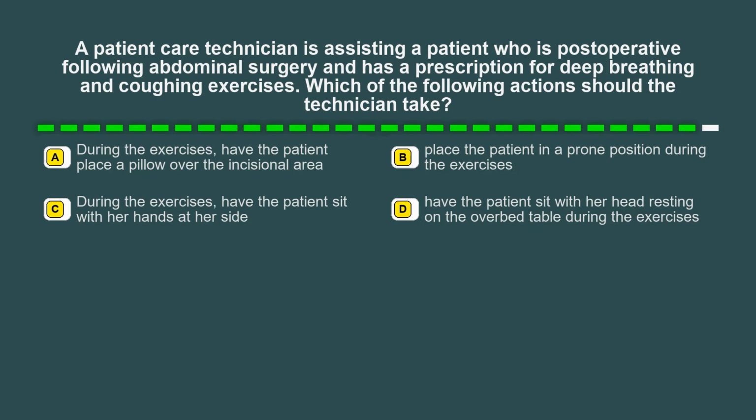Question 39. A patient care technician is assisting a patient who is postoperative following abdominal surgery and has a prescription for deep breathing and coughing exercises. Which of the following actions should the technician take? Option A. During the exercises, have the patient place a pillow over the incisional area. Option B. Place the patient in a prone position during the exercises. Option C. During the exercises, have the patient sit with her hands at her side. Option D. Have the patient sit with her head resting on the overbed table during the exercises.